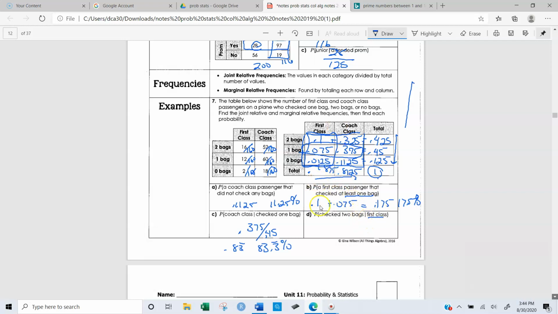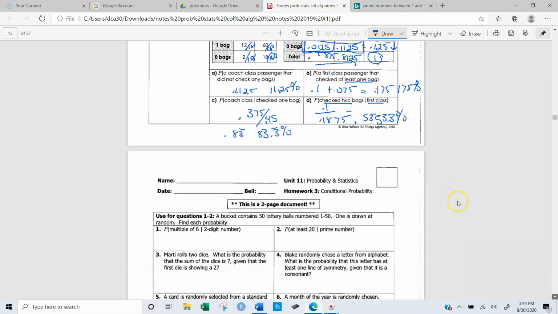Okay, next one, first class. So I look at first class, that's 0.187. Okay, checked 2 bags, so first class 2 bags is 0.1. Do that division, 0.53 repeating, or whoops, I wrote that wrong. Or let's see if we can get in there, 53.3%. I hope you did well.